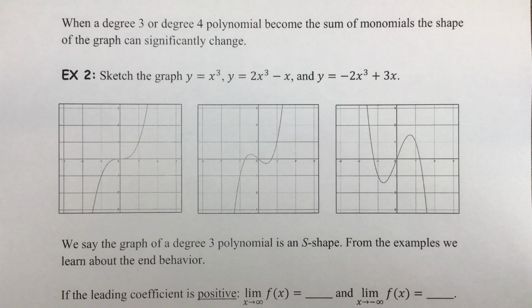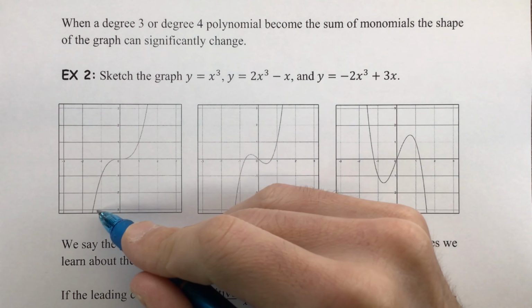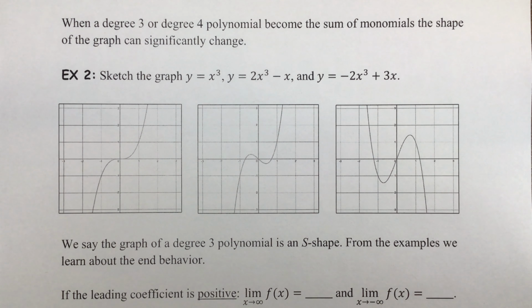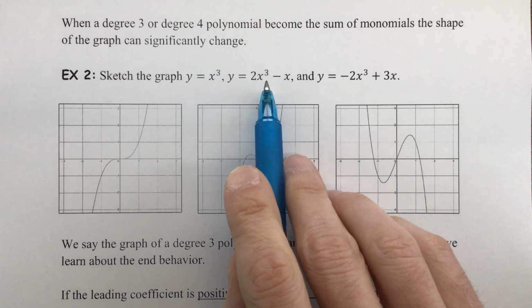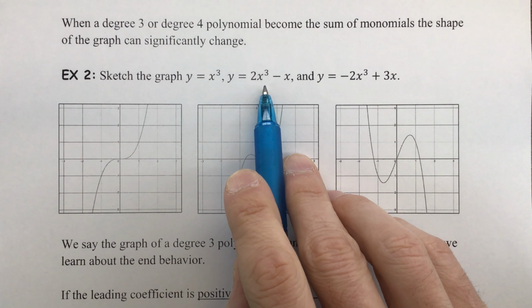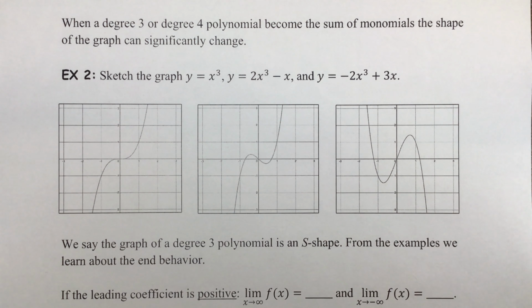When a degree 3 or degree 4 polynomial becomes the sum of monomials, the shape of the graph can significantly change. It takes on a completely different image. Here's our x cubed function, which we just talked about and graphed. If you change it by adding more terms onto it and other things like factors, you get a completely different picture.